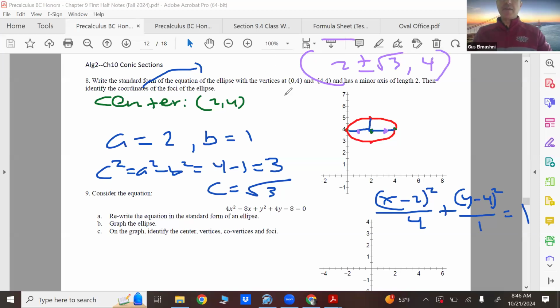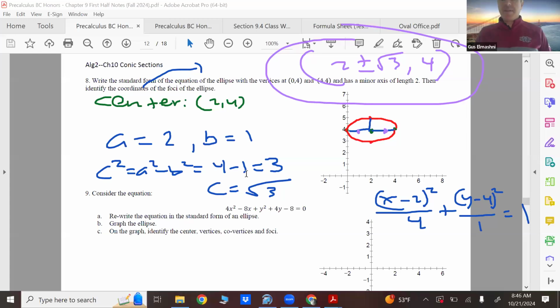Exactly. Because they both share the same y coordinate, but the x coordinates change. One is root 3 more than 2, one is root 3 less than 2. Does that make sense? And root 3 is like 1.7 something. So I didn't draw it so accurately, but it's good enough. Like maybe 0.28 and 3.7, whatever. I don't know. So okay, hopefully that seems fine.